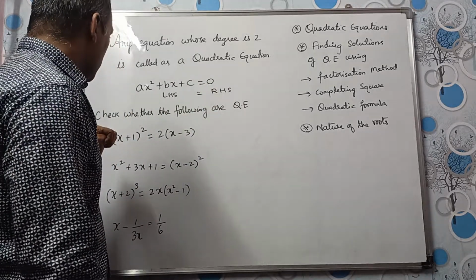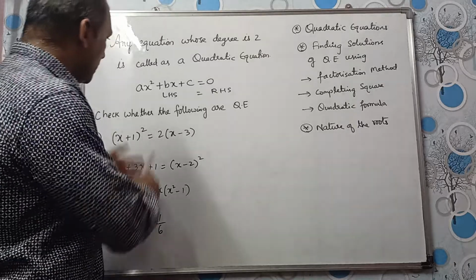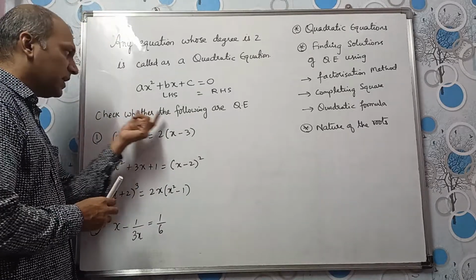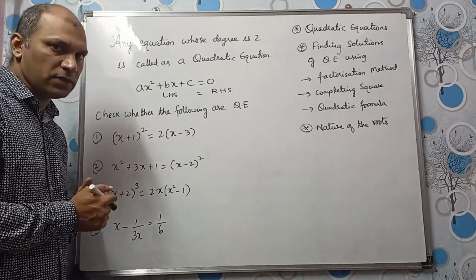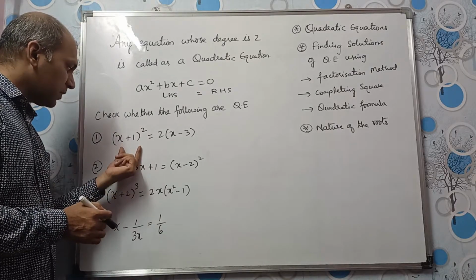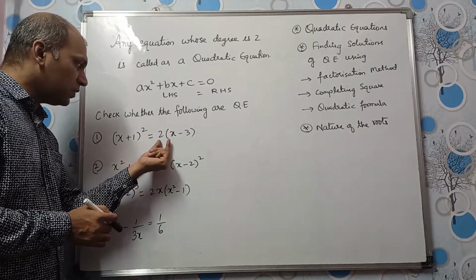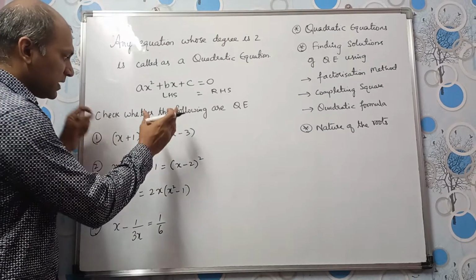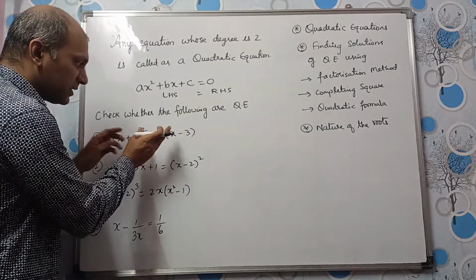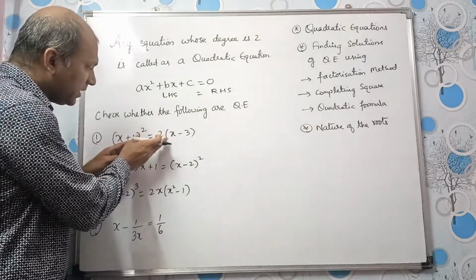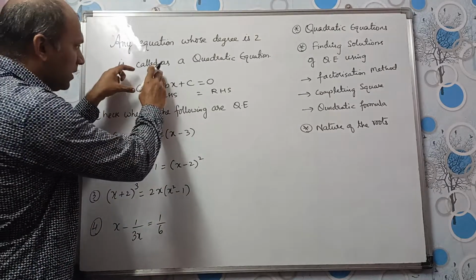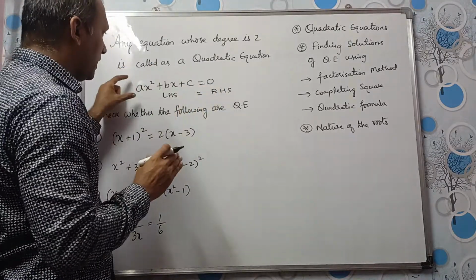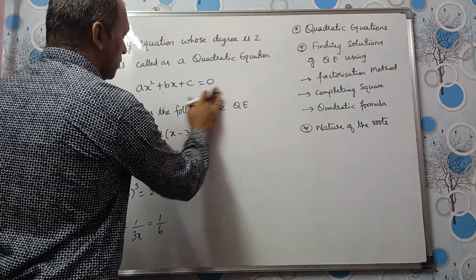Now we have a few examples. Let us check whether these are quadratic equations or not. The first one is x plus 1 whole square equal to 2 into x minus 3. Let us first write this and simplify it. Let us check whether we are getting the form ax square plus bx plus c equal to 0 or not.